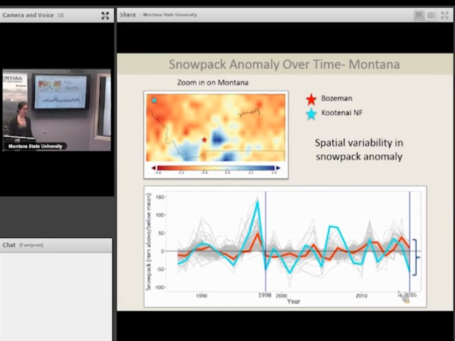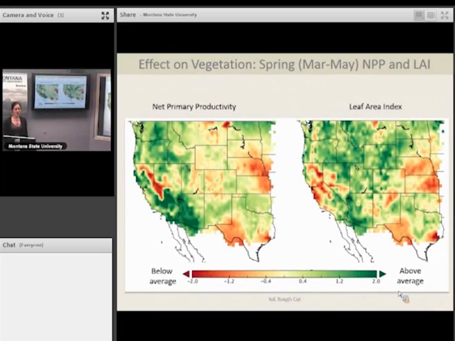Looking more at how this might affect vegetation moving into springtime, so looking March to May, these plots just show net primary productivity and leaf area index, which are two measures of productivity. And what we see for Montana in the northern area here is actually what looks like above average productivity. And what I think is going on here is that you might think warm and dry, plants aren't going to do as well. But in areas like Montana that are pretty far north, we have a really short growing season. So having warmer temperatures could mean an earlier spring and potentially more growth for plants during that 3-month period.